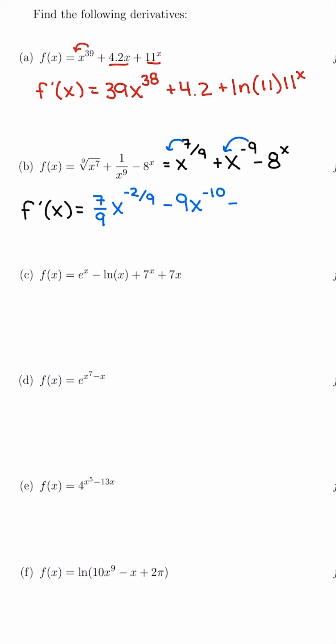And then we have minus the derivative of 8 to the x. It looks just like 11 to the x. Derivative of 11 to the x was ln of 11 times 11 to the x. This one is going to be ln of 8 times 8 to the x.